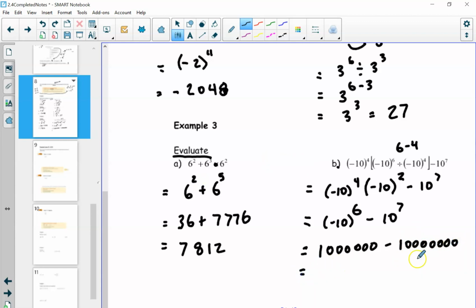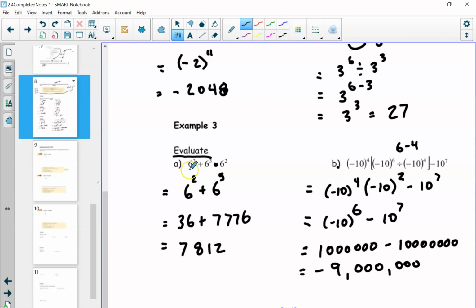So our answer is going to be negative here because this number is bigger than this number. So that is 1,000,000. 1, 2, 3, 4, 5, 6. Subtract 1 with 1, 2, 3, 4, 5, 6, 7 zeros, and we are left with a number that is negative 9 and 6 zeros, which is negative 9 million. So that should take care of your exponent laws for multiplication and division.